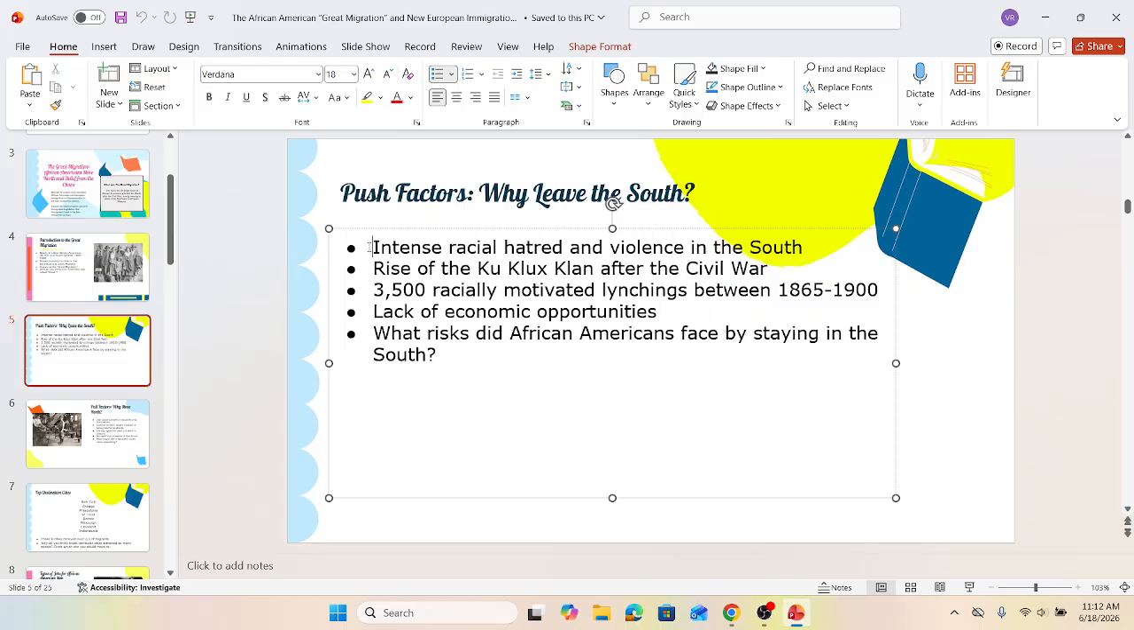So why leave the South? Well, even after the Civil War, there was intense racial hatred and violence in the South. And we'll talk more about this in other lessons as well. But there was the rise of the Ku Klux Klan, which was a terrorizing group that promoted violence against African Americans in the South. Even though various laws were passed to try and promote equality and better rights for Black Americans, most of those laws were ignored, or state laws were put in place that provided loopholes for continued discrimination.